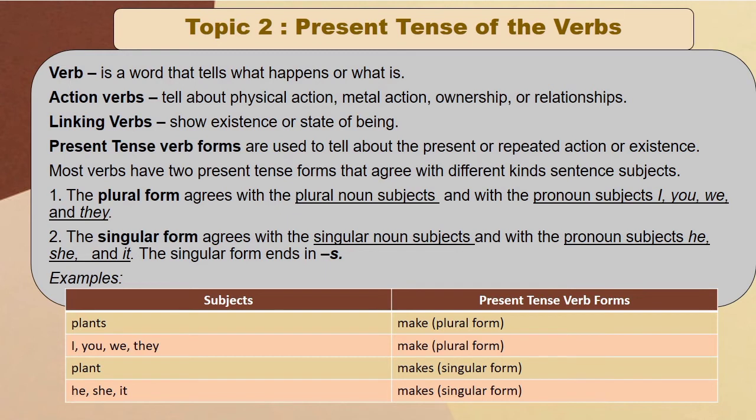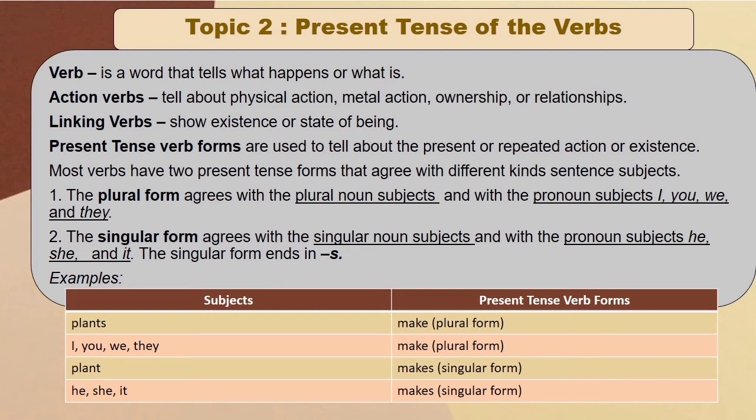The second topic is all about the present tense of the verb. A verb is a word that tells what happens or what is. Action verbs tell about physical action, mental action, ownership, or relationships. Linking verbs show existence or state of being.